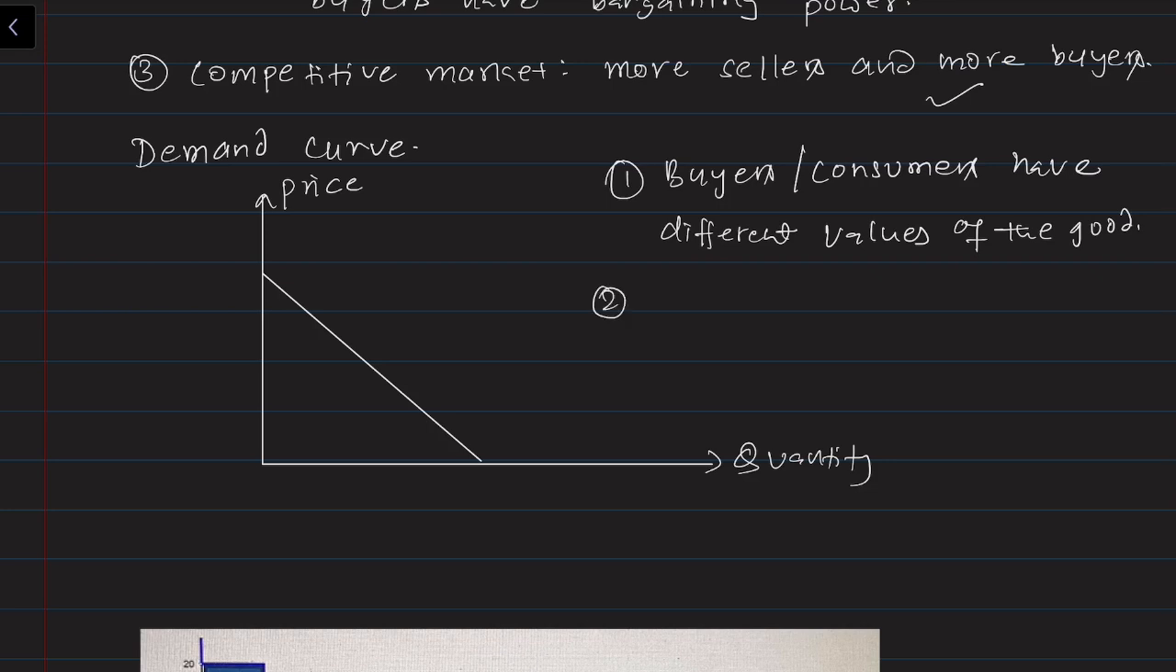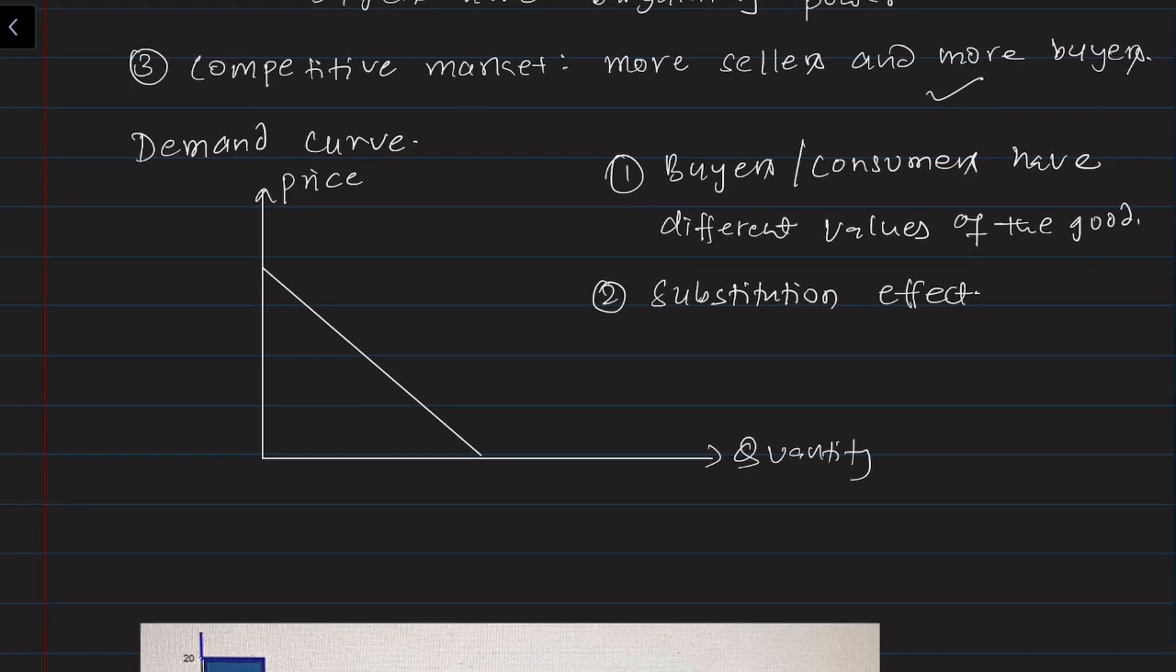Second argument is substitution effect. When the good becomes more expensive, people switch to substitutes. For example, let's say Coca-Cola has become more expensive in the market, so people will switch to different cold drinks which are cheaper than Coca-Cola. That's the substitution effect, and this also shows that the price and the quantity demanded are inversely related.